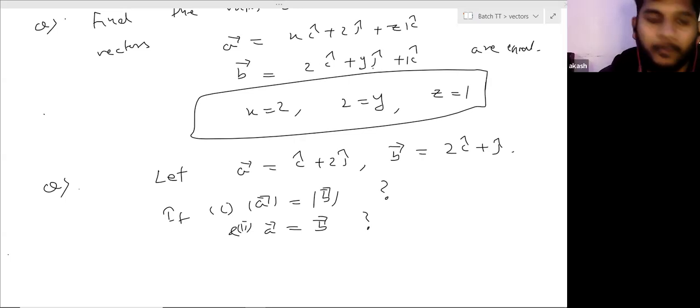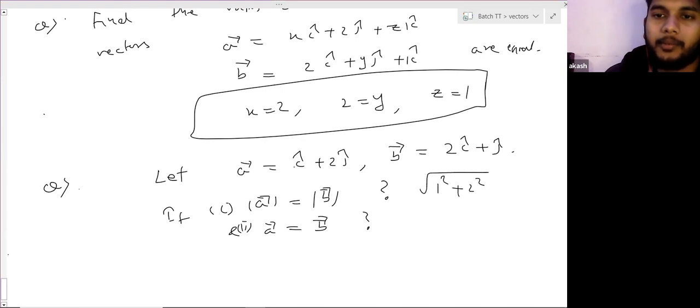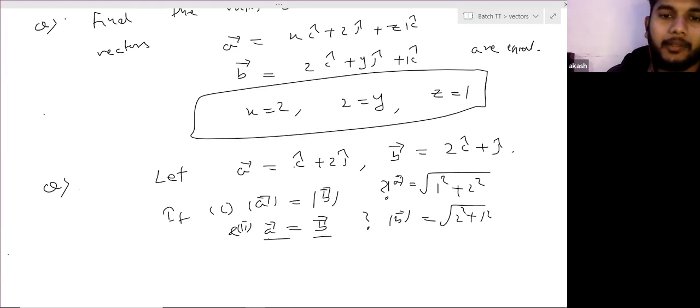All right. So mod A you can calculate 1 square plus 2 square under root. Mod B is also 2 square plus 1 square under root. So they are equal. In the second part, they are asking, is A vector equals to B vector? This answer is no, right? Coefficients are not equal. So we will say A vector is not equals to B vector, but magnitude of A is equals to magnitude of B vector. Right, everyone? Fawaz, this thing is clear?